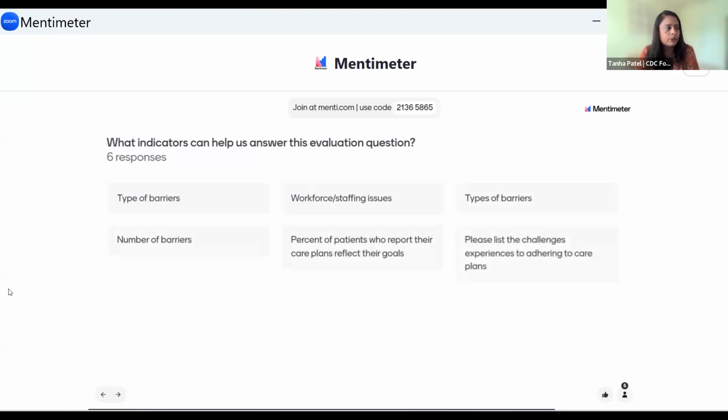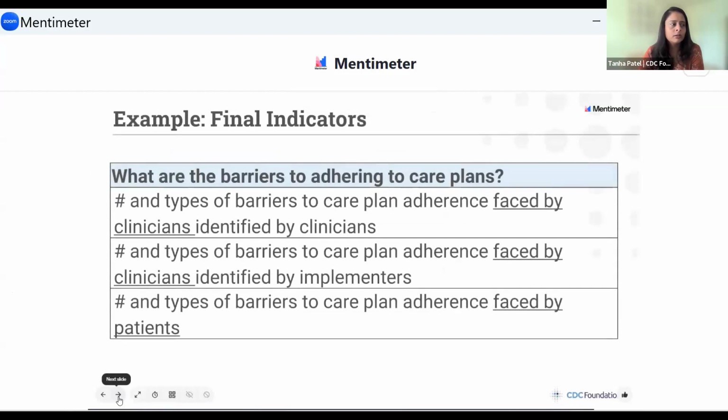Percentage of patients who report their care plans reflect their goals. List the challenges, experiences to adhering to care plans. Types of barriers, chart of barriers. Yeah, perfect. So Haley, I think we can keep going.